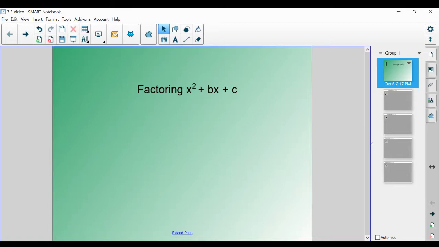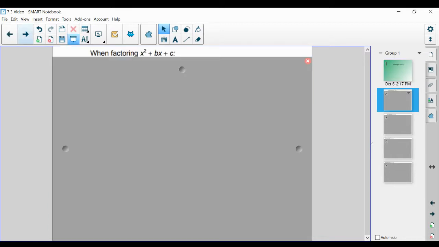Then later in the week, we're going to be talking about how to factor when that leading coefficient, we call that the a value, is not 1. But today, let's talk about how to factor these quadratic expressions. So please have out your guided notes for 7.3, and let's begin.